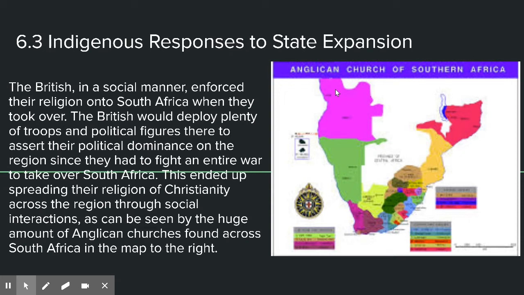And then they ended up spreading religion across the entire country of South Africa. And if you look at the map on the right side, you can notice all of the churches across the South African continent, or South African country, which proves that Christianity was placed across the country by the British, through their imperialism.